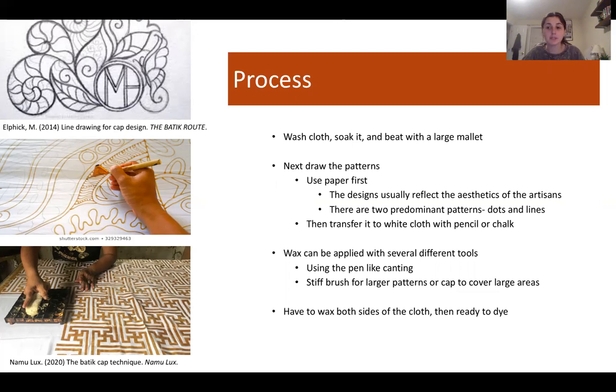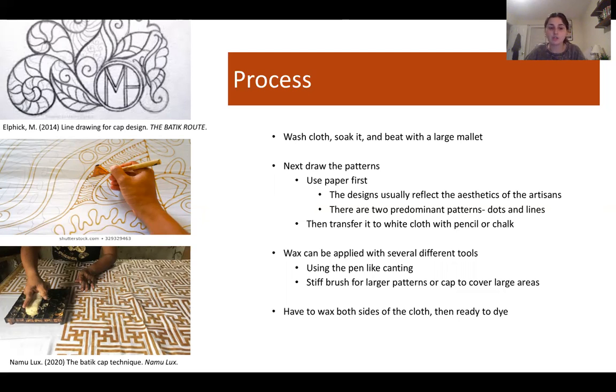Some pieces can take up to a year to produce just because they're so layered with colors and such intricate designs. So it's really a wide range of what you can produce. To walk you through the process, first you have to wash your cloth, soak it, and beat it with a large mallet. Like I said before, that's how you can best prepare your cloth to get the best adhesion of the wax. In order to get the dye to stay the best, you need to make sure that the cloth itself is prepared well.